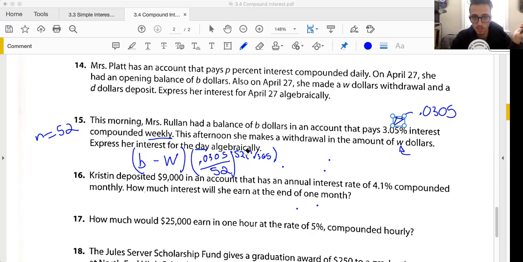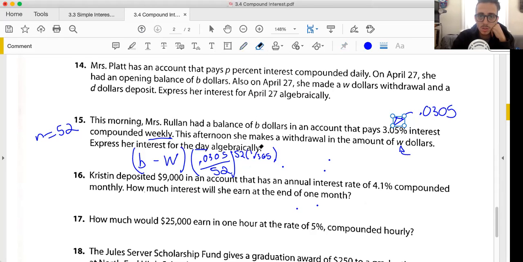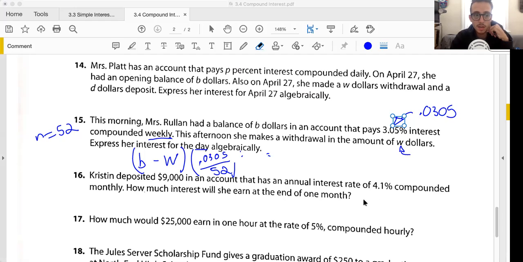And we're giving respect to the number of days. And this can just use simple interest, honestly, because we're not, yeah, so we can actually cut out a little bit here. So we don't necessarily need this, my bad. So that would work just fine. B minus W is there. You have 0.0305 over 52. I hope that helps.